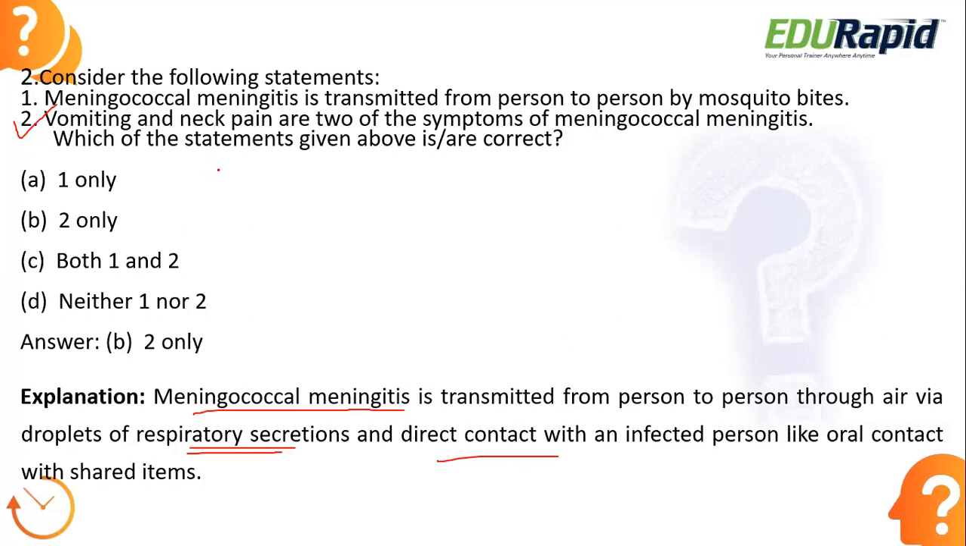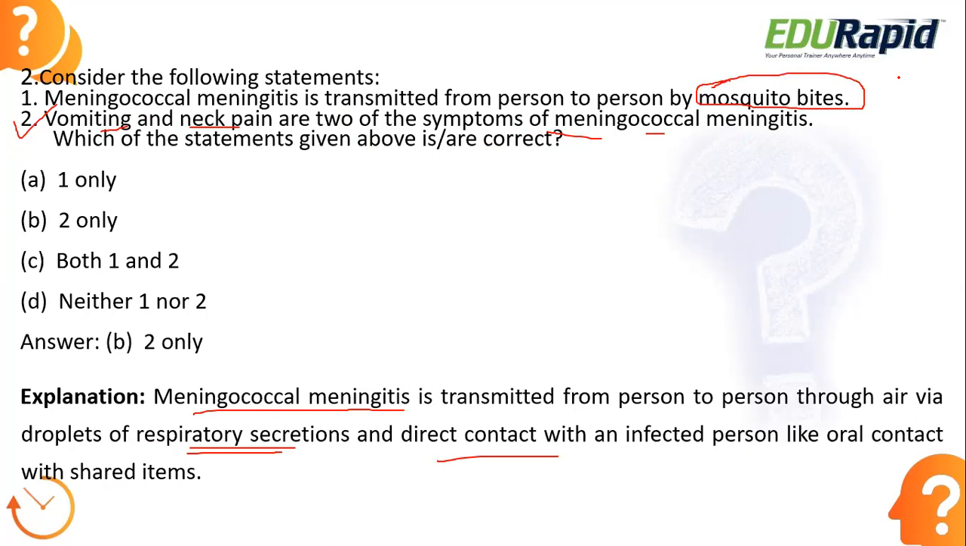And when we are looking at the symptoms, vomiting and neck pain are common symptoms that can be observed in this case. So based on this, we can say that the second statement is correct. It is not through mosquito bites. A mosquito is not a vector here which is carrying the disease.